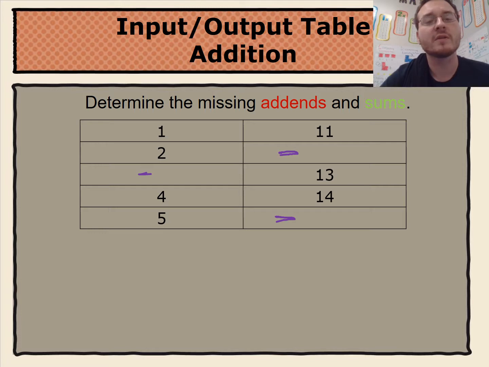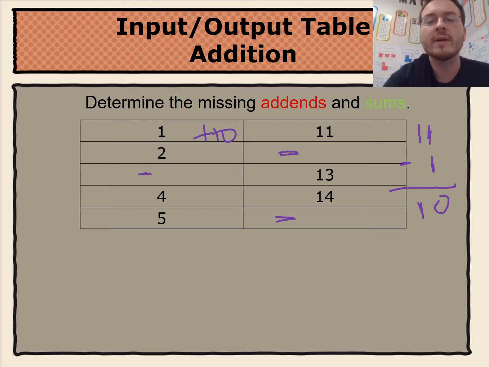Now, to solve this table, we need to find the rule or the relationship. And the way we can do that is by finding how we changed our input to receive our output. And we can do that by subtracting an input from our output. So 11 minus 1, 1 minus 1 is 0, 1 minus 0 is 1. So we get 10. So that means this might be plus 10.